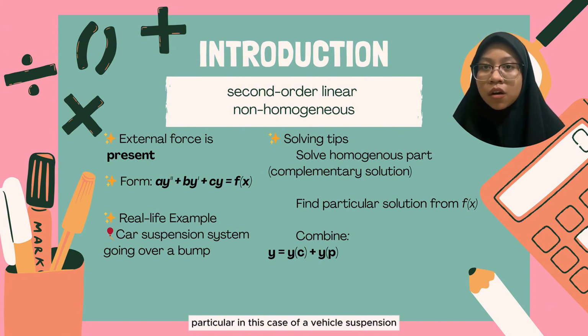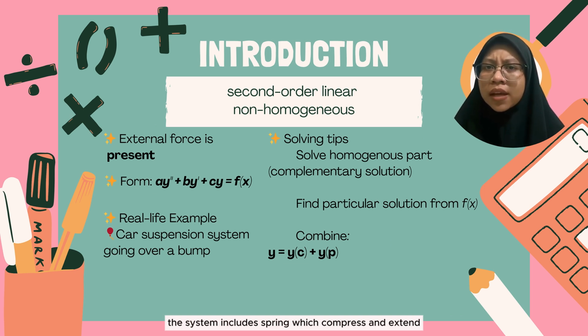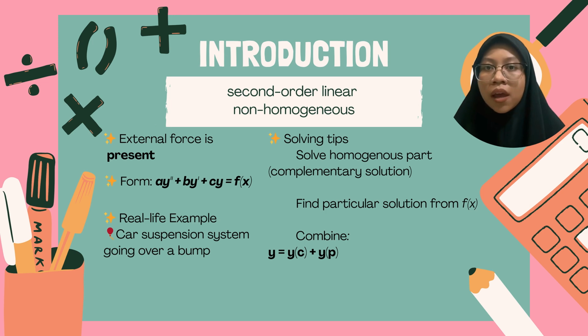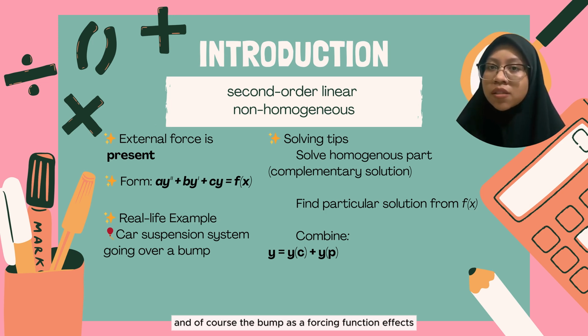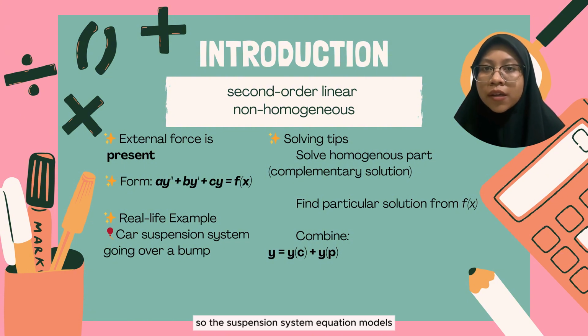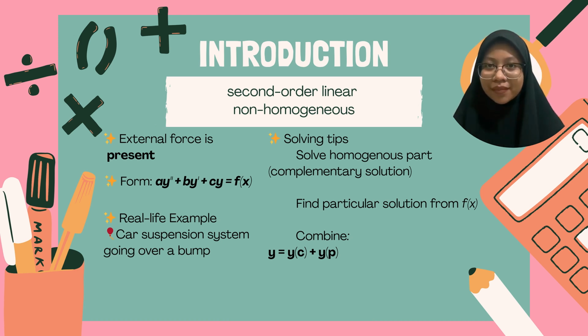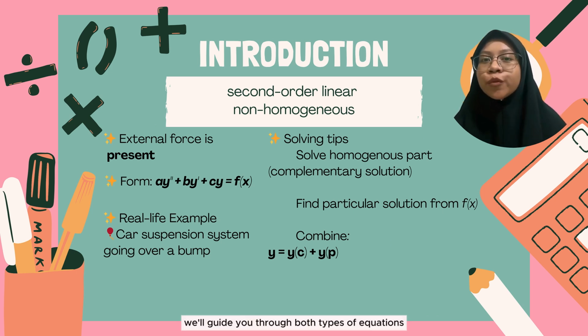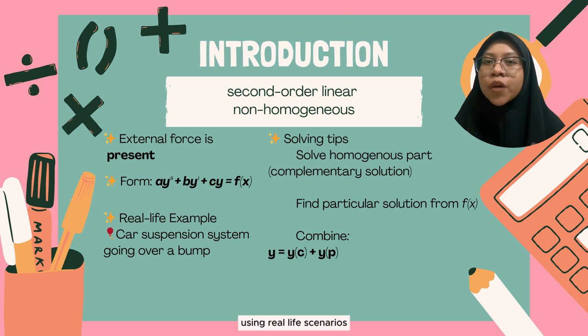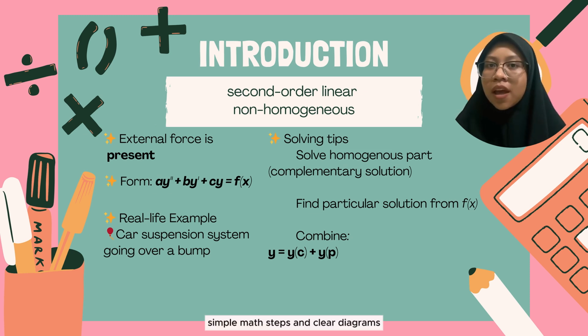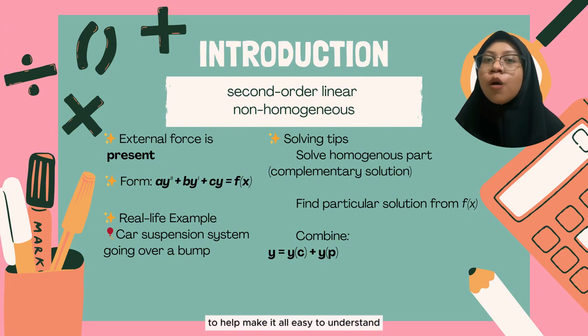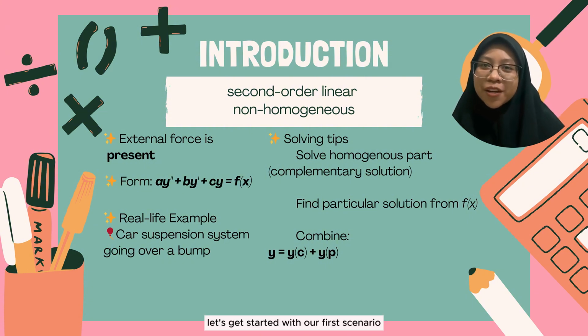In this case of a vehicle suspension, the system includes springs, which compress and extend, dampers or shock absorbers, which reduce bouncing, and of course, the bump as the forcing function f(x). So, the suspension system equation models how your car reacts to the road, keeping your ride smooth. Throughout this video, we'll guide you through both types of equations using real-life scenarios, simple math steps, and clear diagrams to help make it all easy to understand. Let's get started with our first scenario.